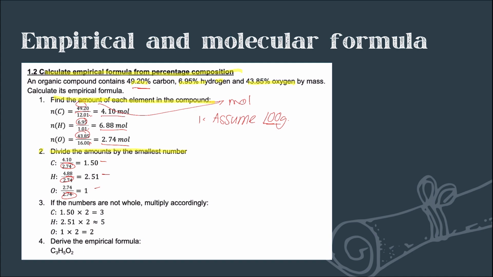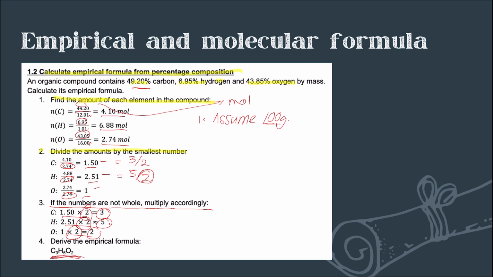In this case, we've gotten something that is more in the middle. So 1.5 is basically 3/2, and this is almost the same as 5/2. So we can't just round that up to 2 and 3 respectively. We have to cancel out the 2. If the numbers are not whole, we can multiply by the denominator. So we can multiply everything by 2, as we have done here, and we get these numbers, and that is the empirical formula, C3H5O2.